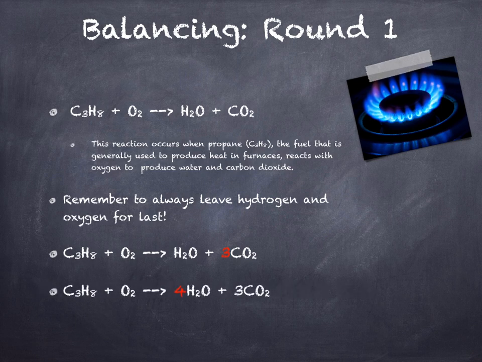Now let's look if there's anything else to balance. We notice that we just multiplied by 4, so we have 4 times 1, which is 4 oxygen atoms. Additionally, the 3 times O2 is 6 oxygen atoms. So we have basically 10 oxygen atoms on the product side. In order to balance that, we're going to put a 5 next to the O2, because that will make it 10 oxygen atoms on the reactant side as well.